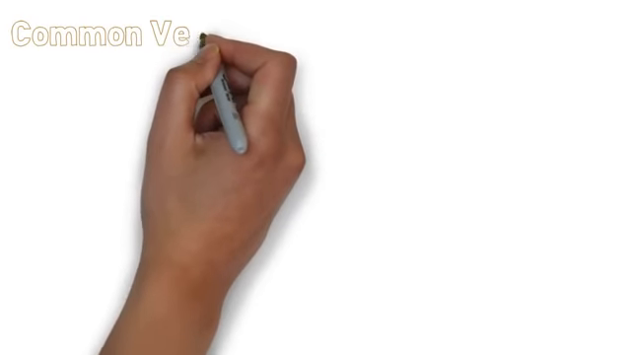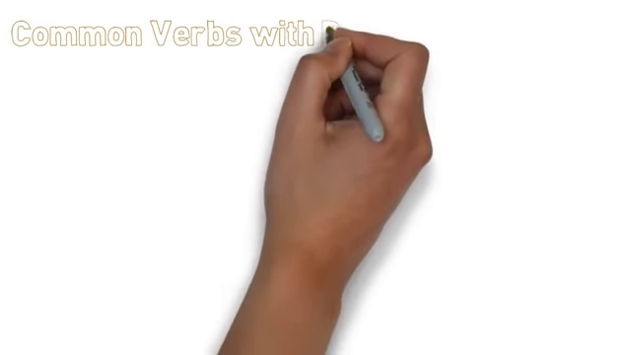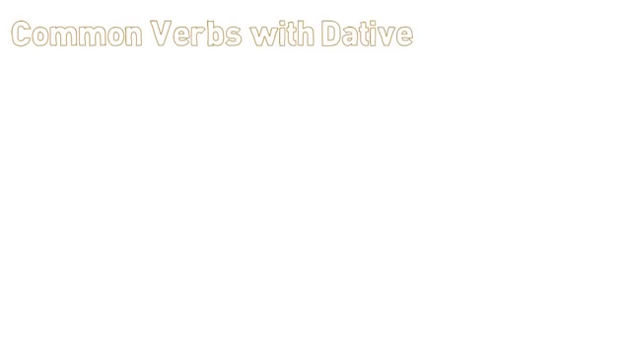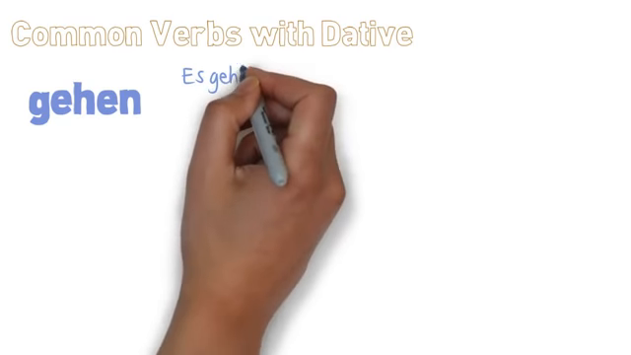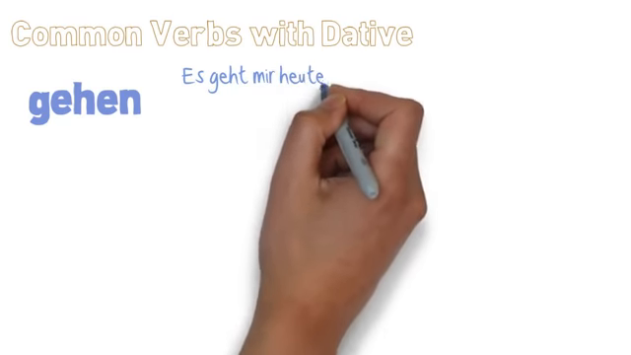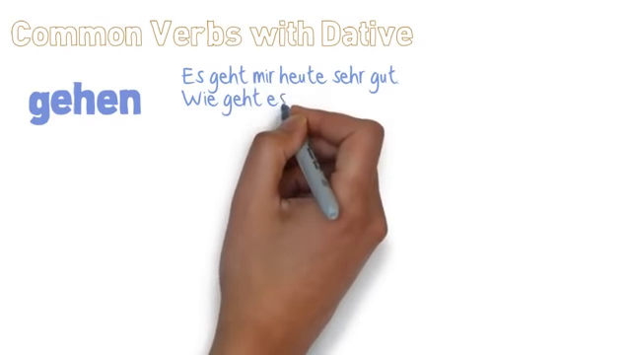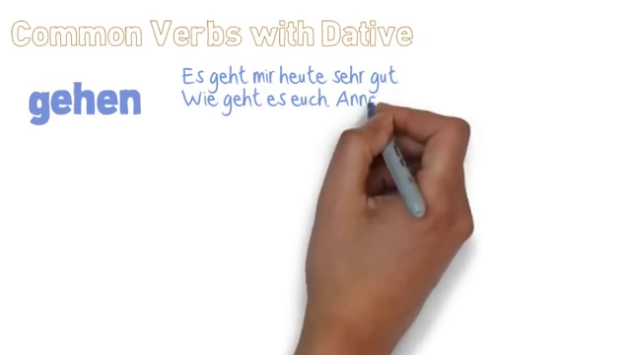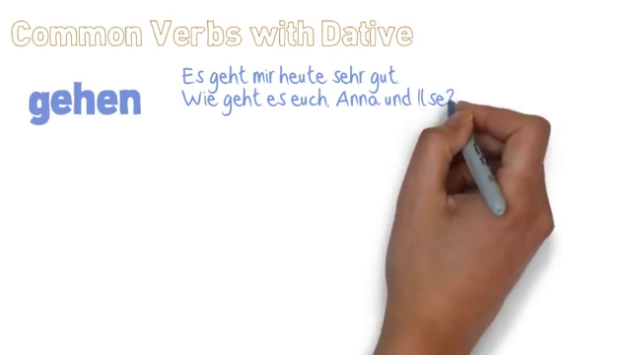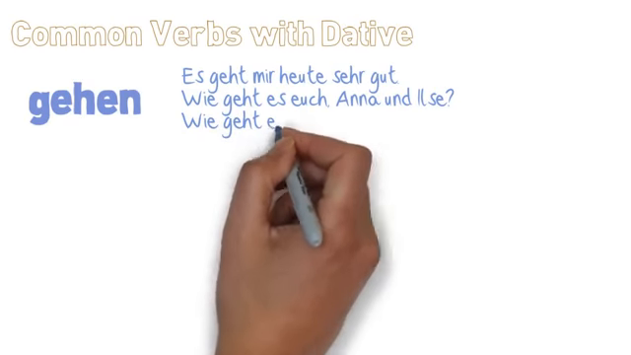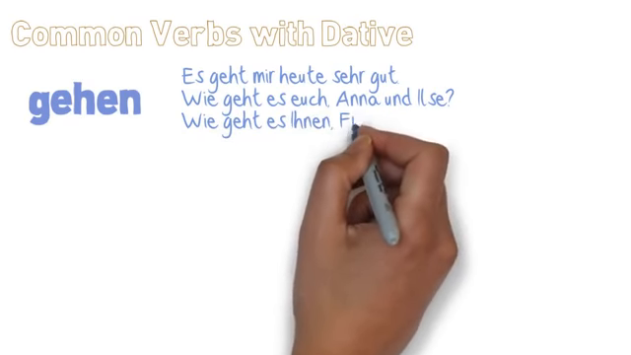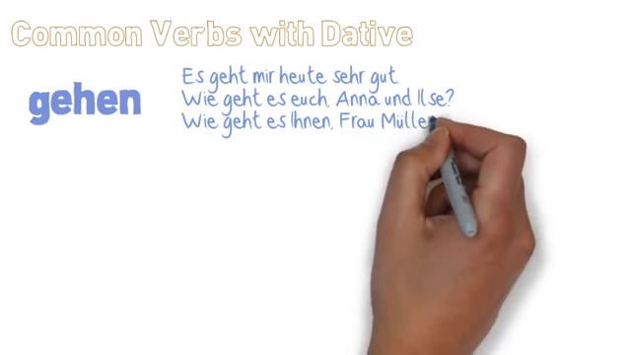Let's also take a look at some common verbs that will require the use of the dative case. As we already saw, gehen will require the dative case, but really only when you're using it in the context of wie geht's, or discussing how things are going. You wouldn't use it with the dative case when you're saying you're going to the supermarket, for instance. When used in the context of how it's going, here's how it might sound. Es geht mir heute sehr gut. Wie geht es euch, Anna und Ilse? Wie geht es Ihnen, Frau Müller?